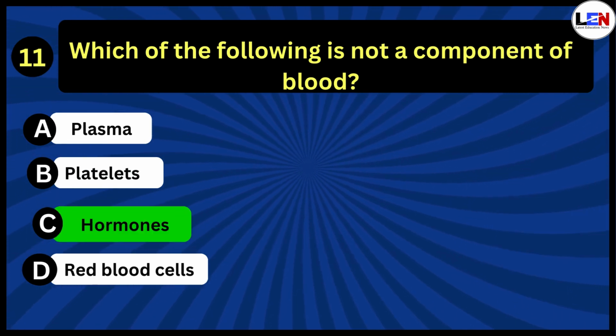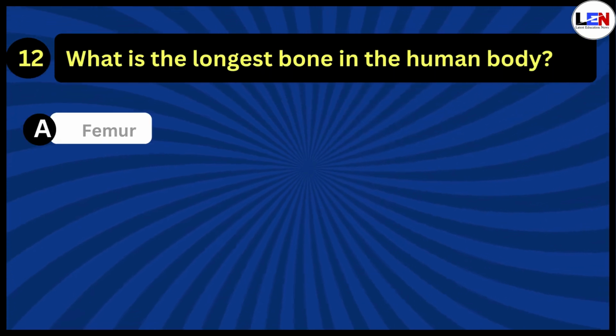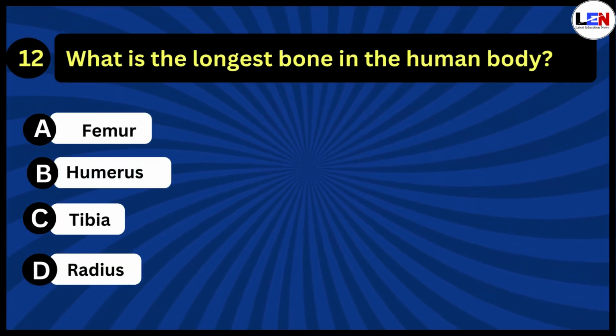Which of the following is not a component of blood? A. Plasma. B. Platelets. C. Hormones. D. Red blood cells. The correct answer is option C. Hormones.